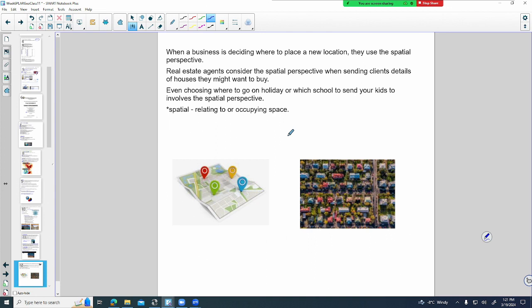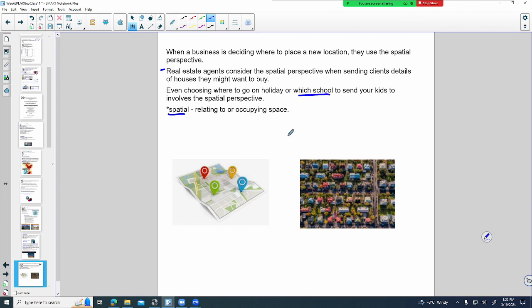Now for businesses, when a business is deciding where to place a new location, they use the spatial perspective. For example, real estate agents consider the spatial perspective when they're sending clients details of houses they might want to buy. Even choosing where to go on holiday or which school to send your kids to involves the spatial perspective. Okay, spatial just means relating to or occupying space.